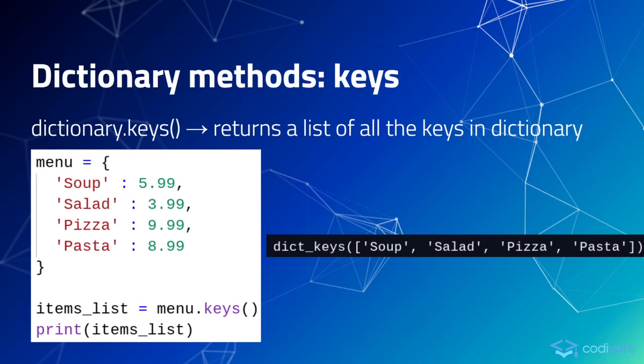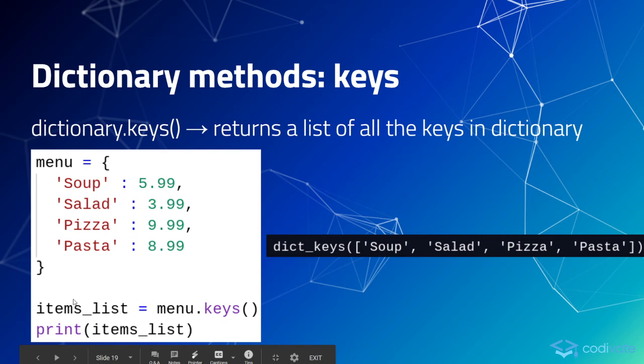If we want a list of all the keys in a dictionary, we have to specify the name of the dictionary as usual, or the variable, dot keys, and then our empty parentheses afterwards. This will give us a list of all the keys in the dictionary. For example, our items list, which are the menu items like the food items, those are our keys in this case.